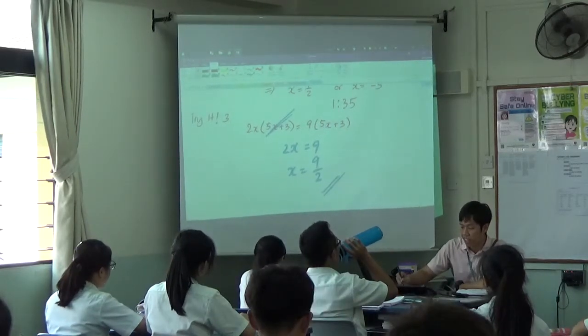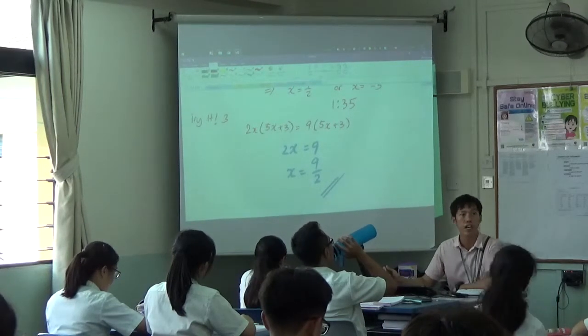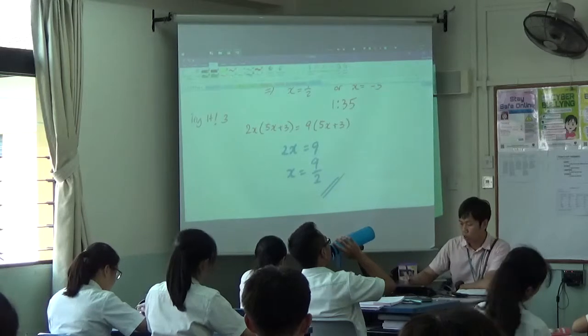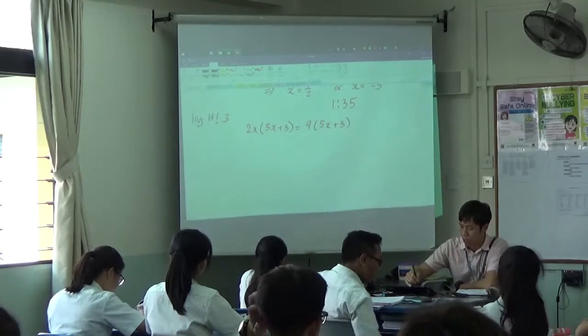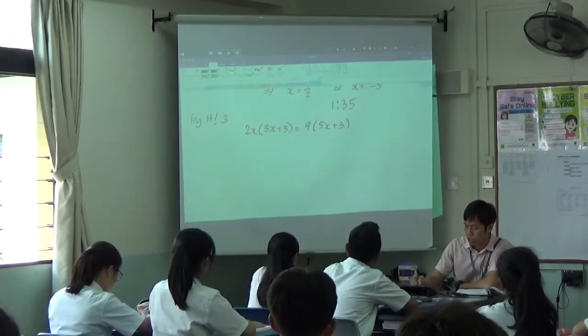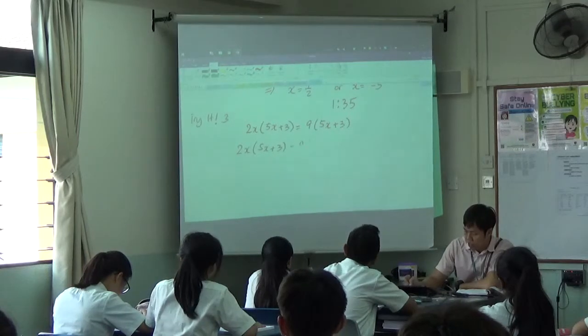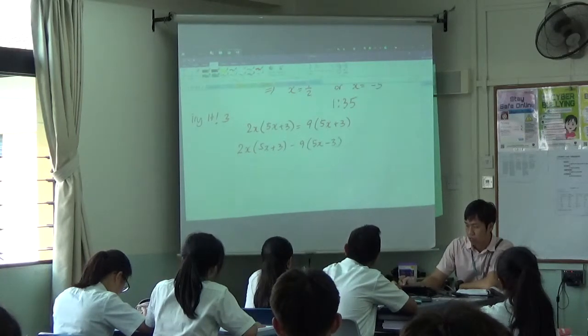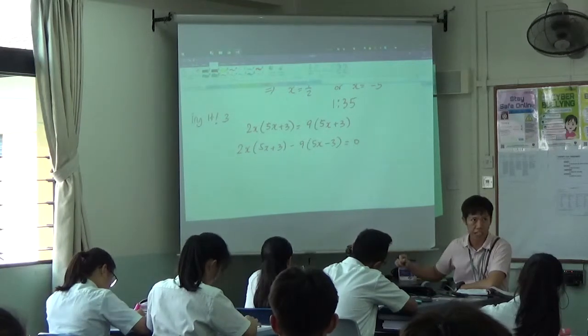Okay, I'm dividing both sides by 5x plus 3. Anything wrong with that? Nothing wrong? Okay, let's see another approach, which I believe most of you tried. So you have 2x(5x + 3) minus 9(5x + 3). So you subtracted 9 times (5x + 3) on both sides.